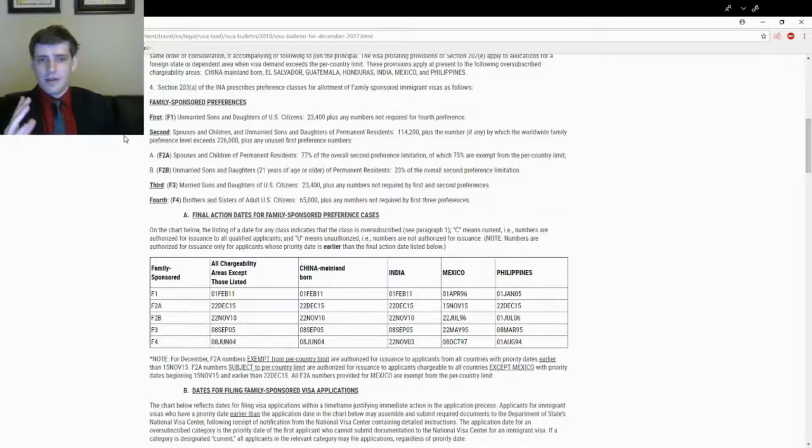These are 114,200, plus any number that exceeds 226,000 for a preference level. 77% of them must be F2A, 23% must be F2B. Simple. Third preference, married sons and daughters of U.S. citizens, USC for short, 23,400.